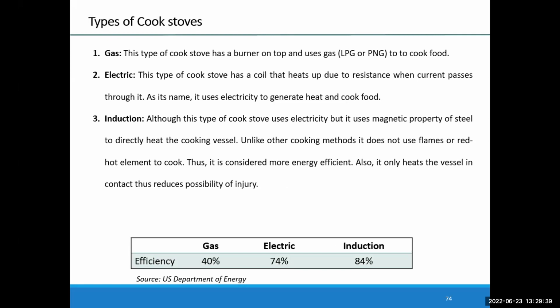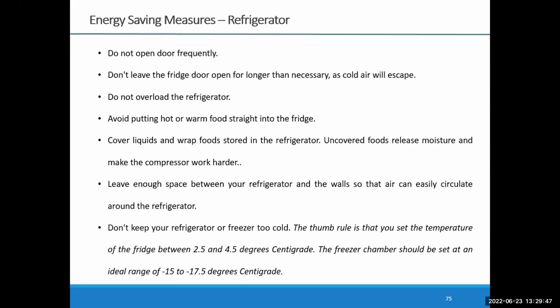So efficiency of gas heater is around 40%, electric is around 74%, and induction stoves are around 85% efficient. So energy saving opportunities in refrigerators. Some of the things are mentioned here. These are the things we should consider to minimize our energy consumption in refrigerating systems in the kitchen.